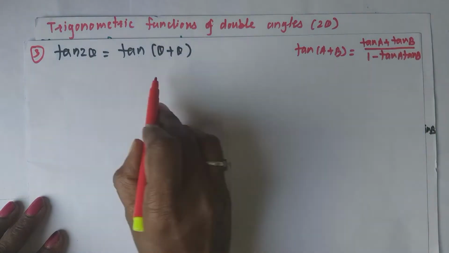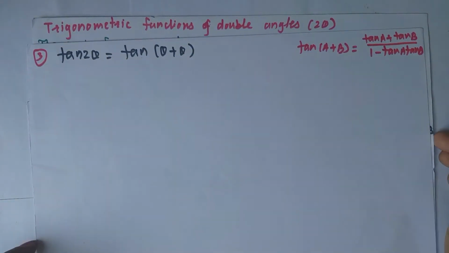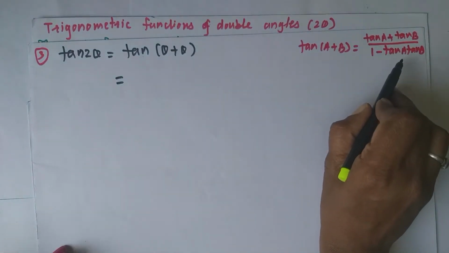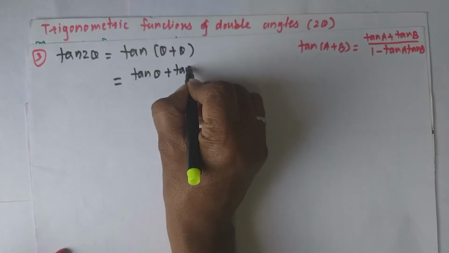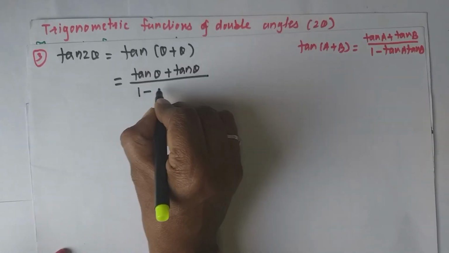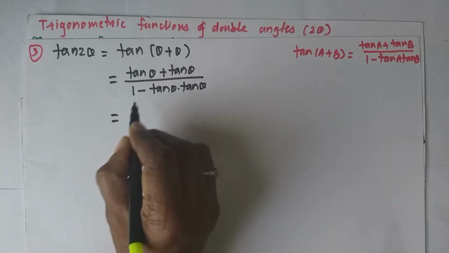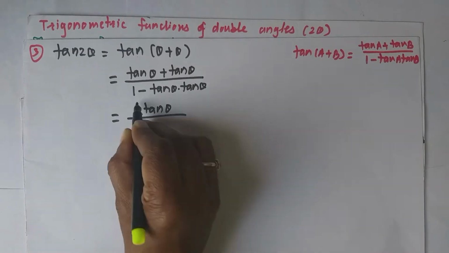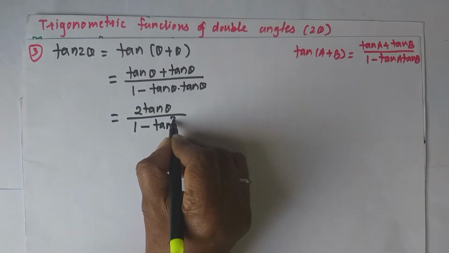Now in this formula the value of a and b is the same. Therefore I will keep the value of a as theta and b as theta. Then I will get tan theta plus tan theta divided by 1 minus tan theta into tan theta. Then what is this? Tan theta plus tan theta means 2 times tan theta. And in the denominator, 1 minus tan theta into tan theta means tan square theta.